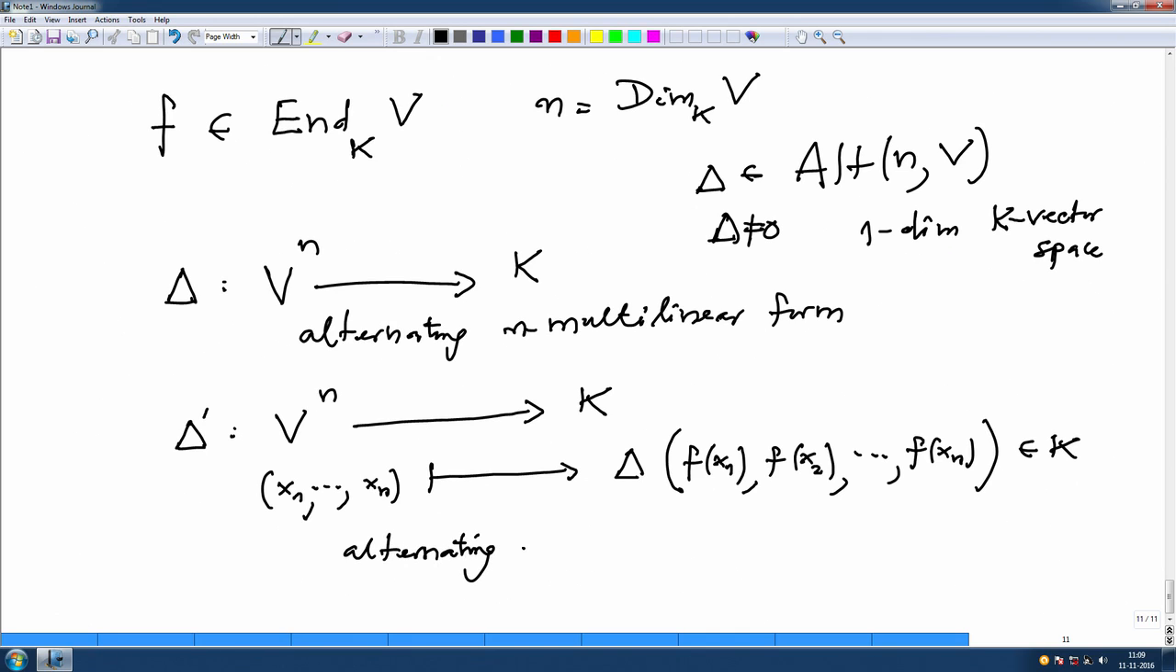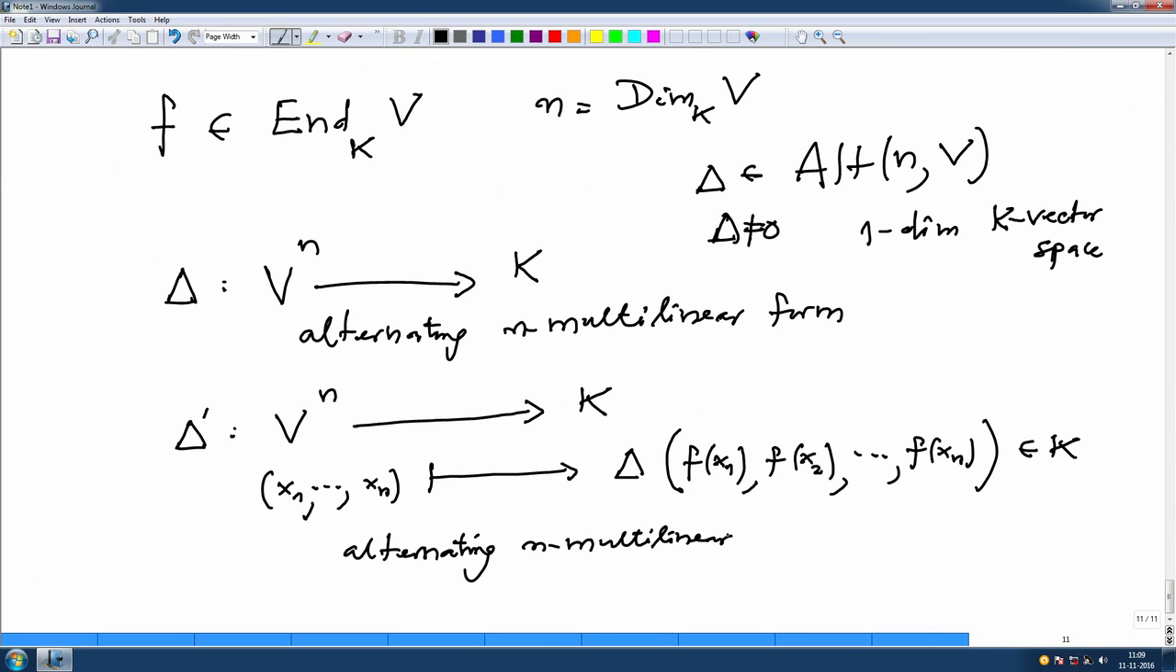and I want to check that it is n-multilinear, that means it is multilinear in each variable. That means if I change one of the components here, remaining components fixed, then this will be linear, because f is a linear map. So, therefore, in that component linearity will be clear. So, therefore, it is an n-multilinear form.